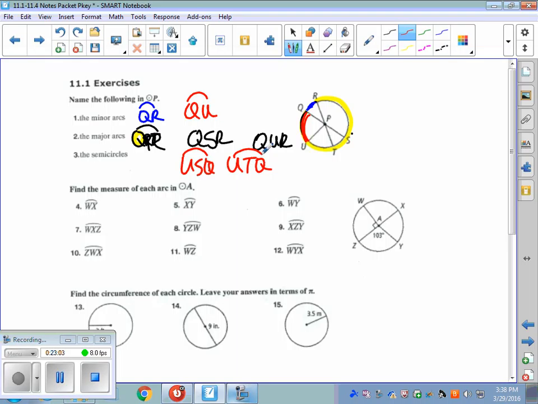All right, now, the last thing is name a semicircle. QUS. Yes. Wait, what were you naming in red? The major. The minor, and this is the major. It's the 3 not in these.